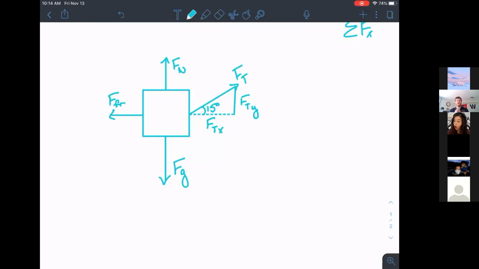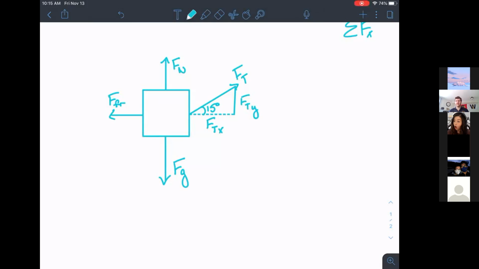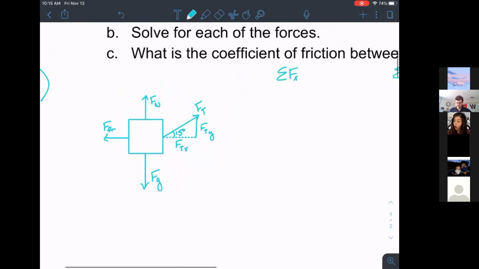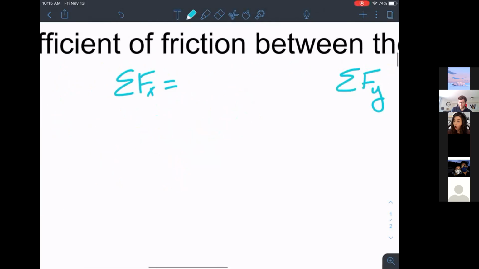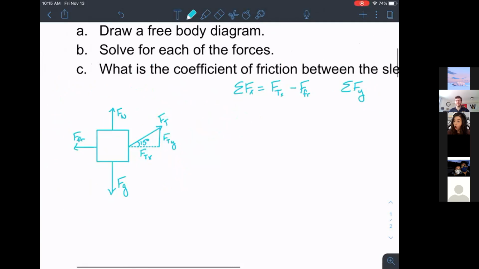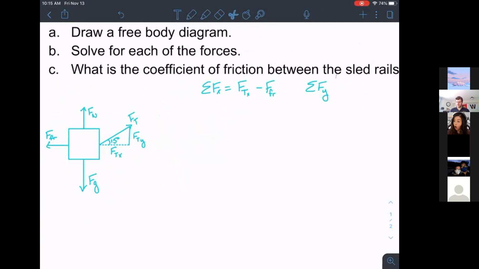So now, can you be more specific about which forces are acting in the x direction? F tension x, then friction. All right. And are we going to add those two values together, or are we subtracting those two? Subtracting. All right. So we have those two forces acting in the x direction. And then what about the y direction?